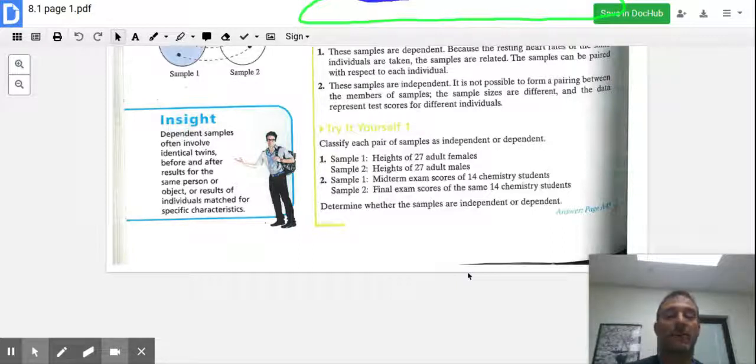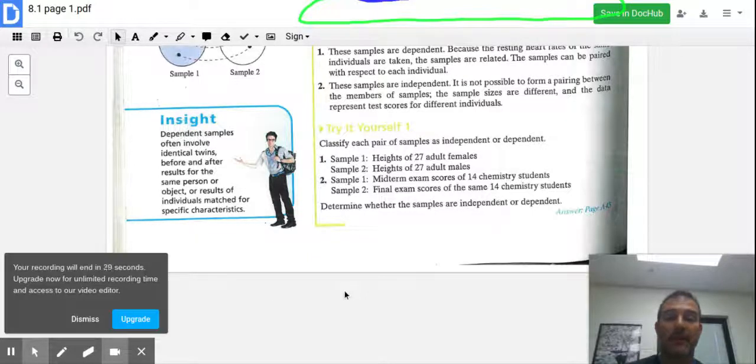On your homework assignment, you're going to have 2 of these questions that have to do with identifying independent or dependent. So hopefully that made sense. If not, shoot me an email on part 1.